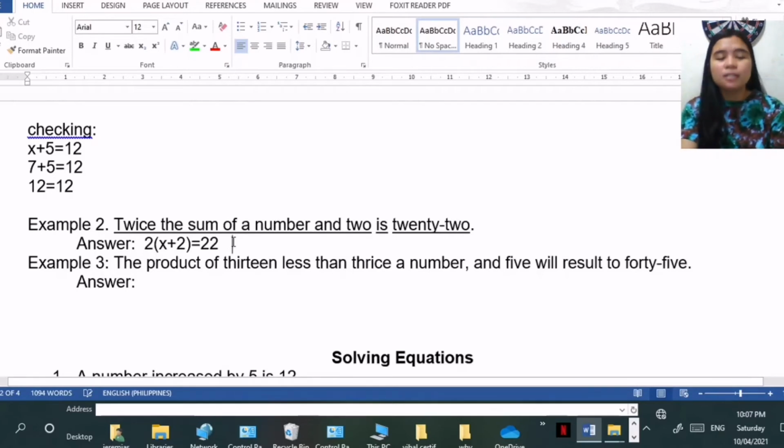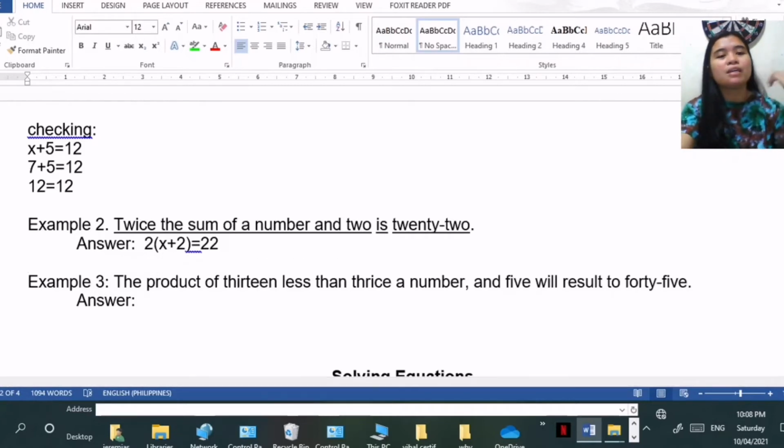So, eto na ang ating equation na nabuo from these word phrases. Okay po? So, naging 2 times the quantity of x plus 2 is equal to 22 or twice the sum of x and 2 is 22. Okay po. Now, paano natin malalaman kung ano ang value ng variable na to? Actually, pwede nyo nang isipin, ano ba yung dapat yung i-plus sa 2 na kapag tinimes ko sa 2, the answer is 22. Diba? Pero dahil kailangan ipakita ang solution, kaya magsusolve po tayo.